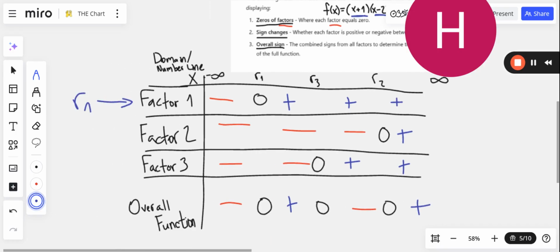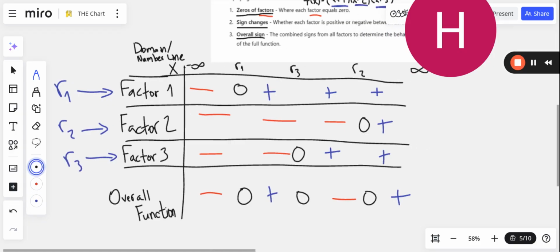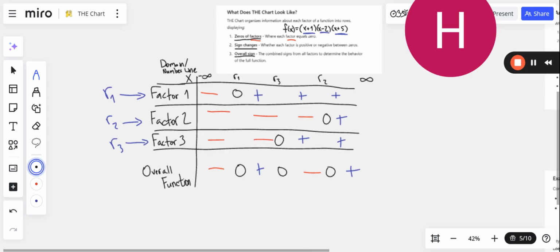So like R1 makes this one 0. R2 makes this one 0. And I don't have any specific x numbers there. I'm just calling it R1. It could be 3, it could be 1/2, it could be square root of 5, it could be whatever it is. It's some x value, and each one of them makes the factors negative or positive or 0, right? Oh, well, yeah, I mean the zeros here obviously make each of the factors 0. That's what I meant to say.